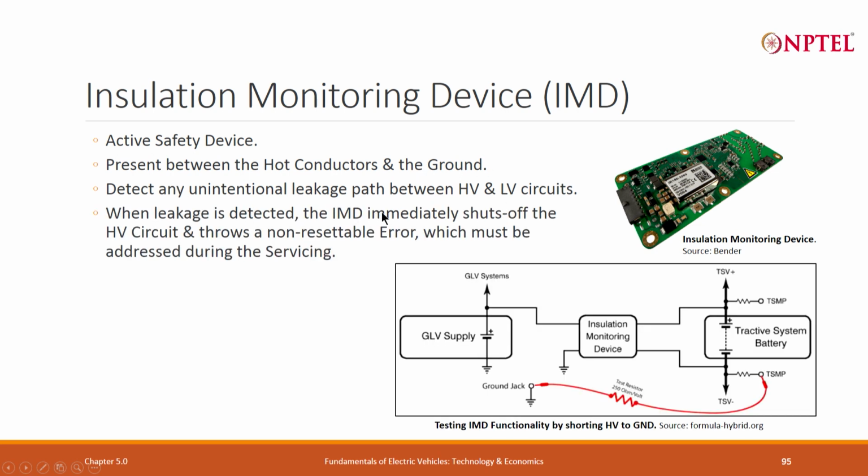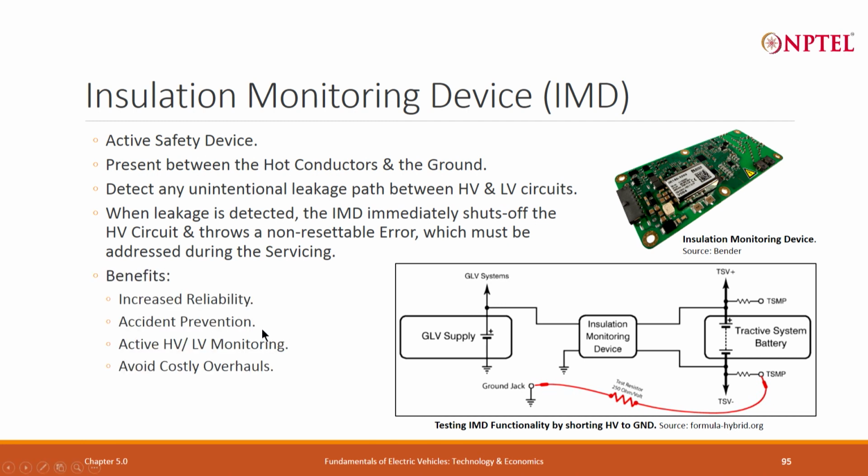Detect any unintentional leakage of current between the high voltage path and the low voltage path. As soon as it sees any leakage, intentional or unintentional, what does it do? It opens the contactor so that the high voltage path can be isolated. It won't create any problem or safety concern for the people working around, and won't allow it to go into short circuit mode.